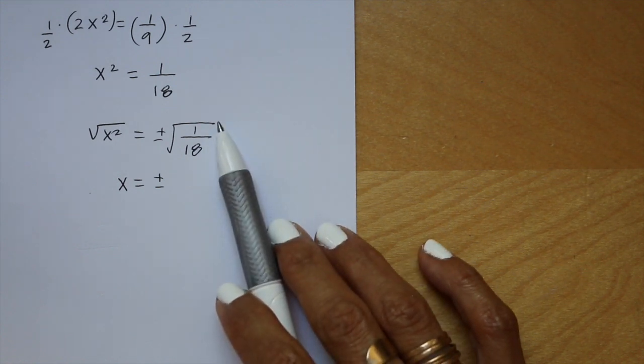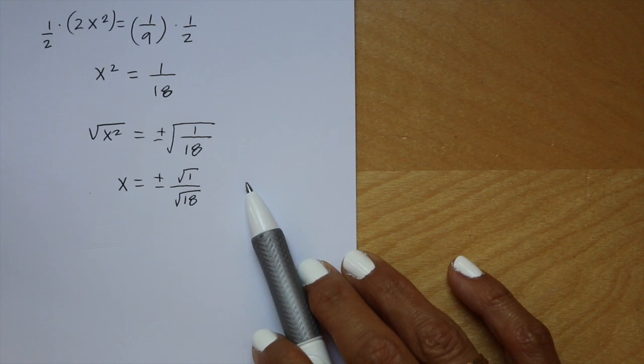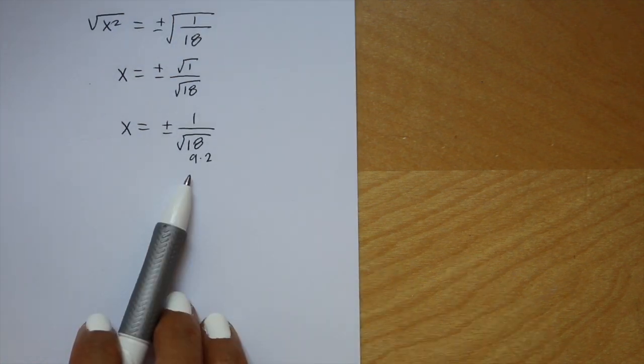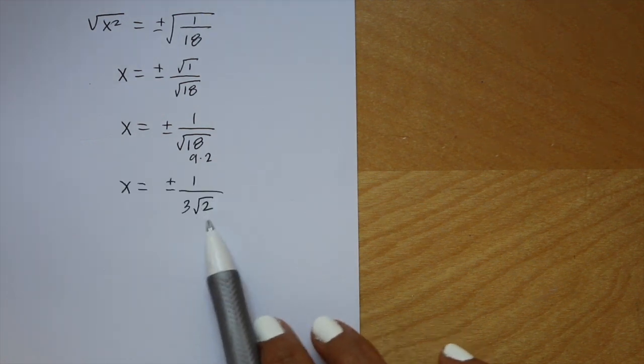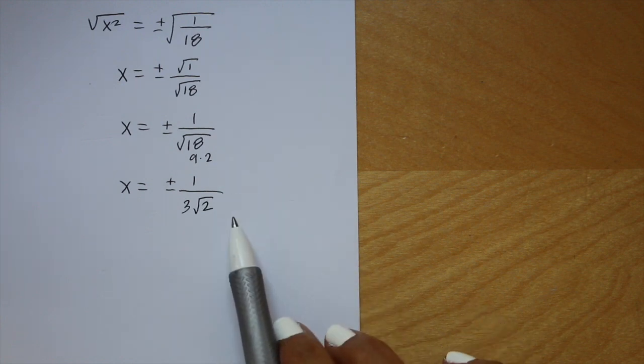So we're going to go square root of 1 divided by square root of 18. Okay, so on top, the square root of 1 is 1. And remember, 18 is 9 times 2, so the square root of 9 makes 3. So at this point, we have 1 over 3 square root 2. Last step, we don't want the square root in the denominator, so we're going to rationalize by multiplying the top and bottom by root 2.